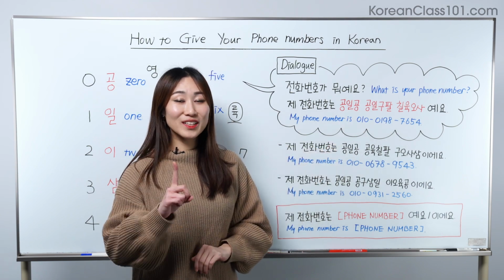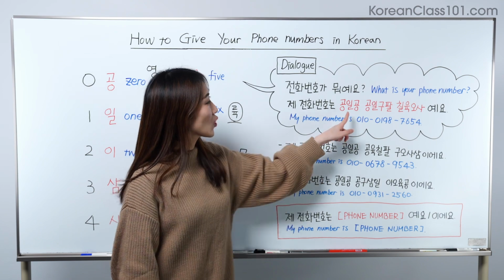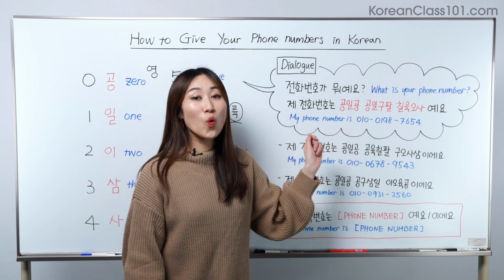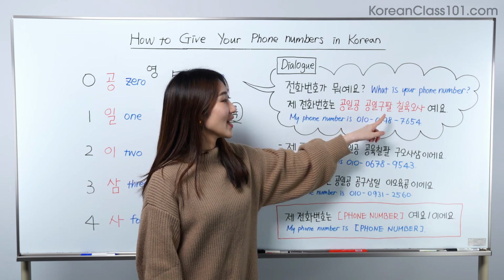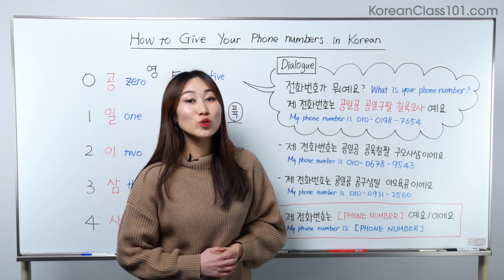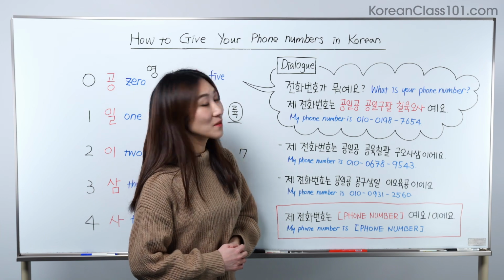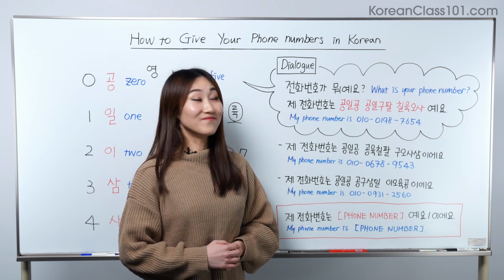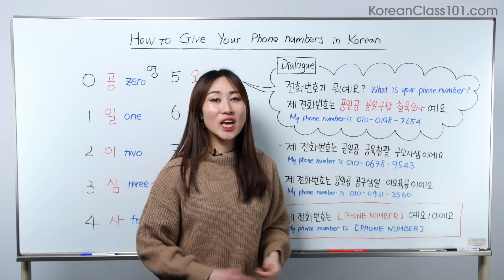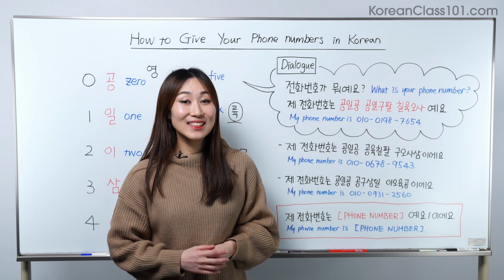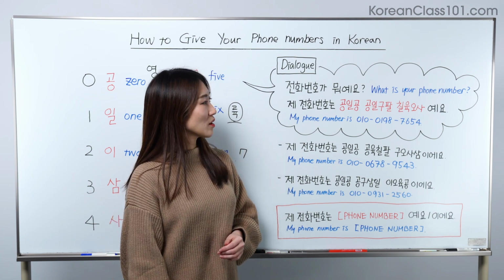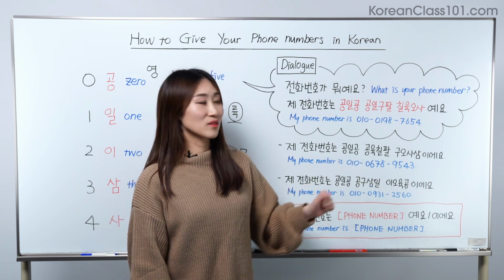010, we just learned that. 0198, 7654. 예요 is also from the verb 이다, meaning to be. So it can be translated as just it is.